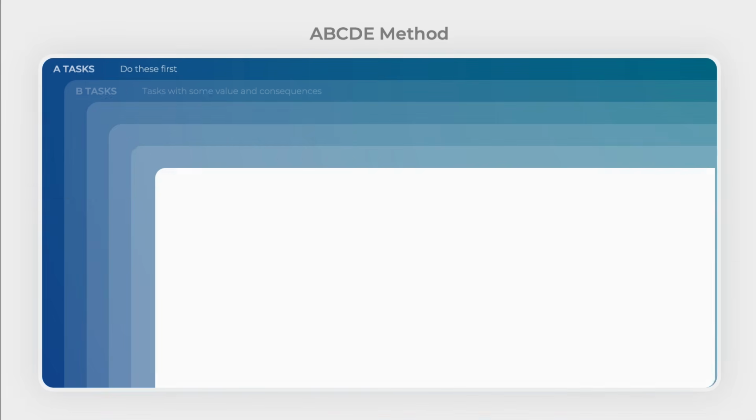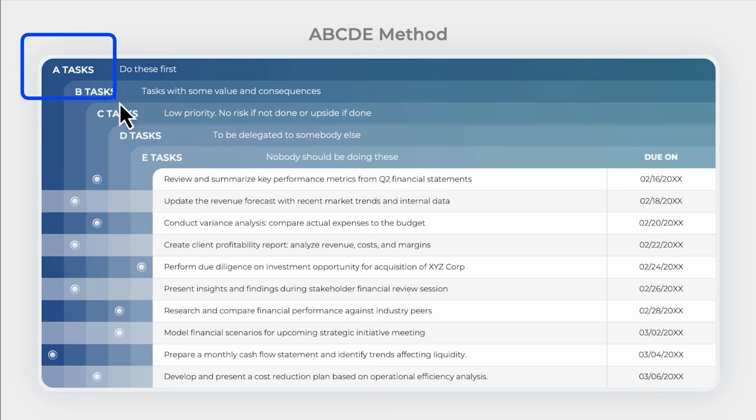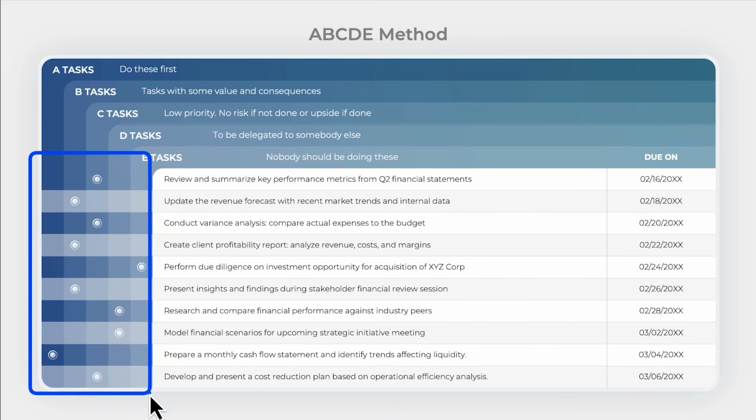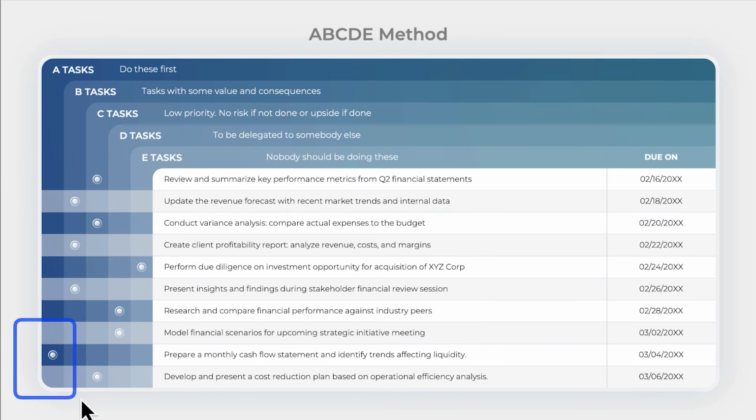The ABCDE method categorizes tasks into 5 groups, with group A being the most critical tasks and group E being tasks that can be eliminated. For each task on the table, you can specify its due date, and on these columns on the left, you can choose which group it belongs to, and the focus should be on high-value activities.